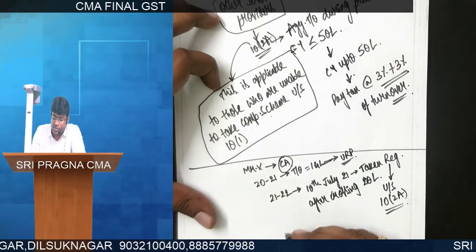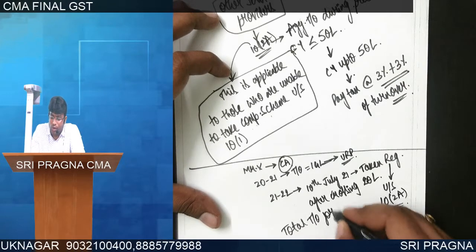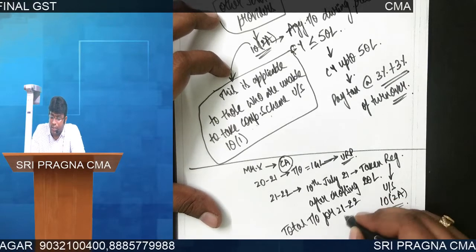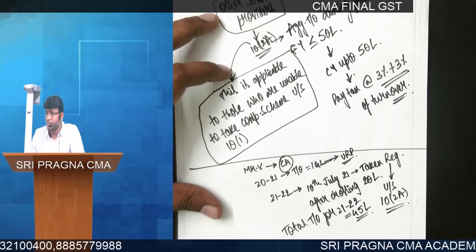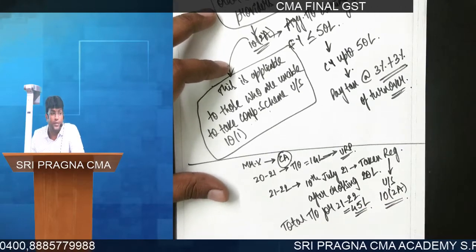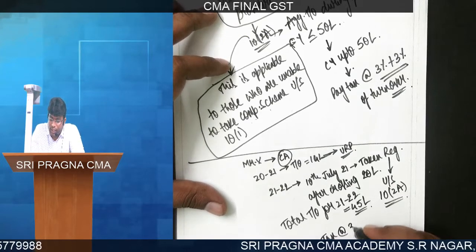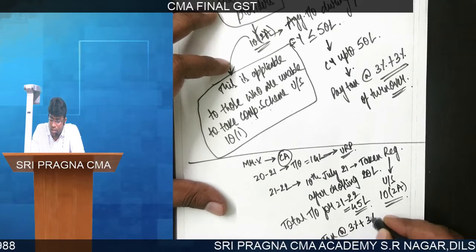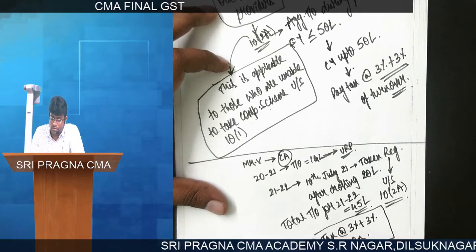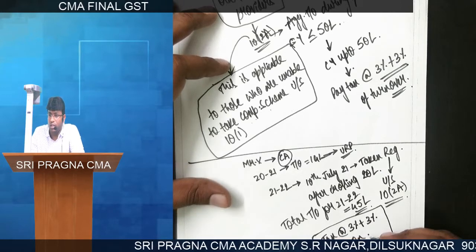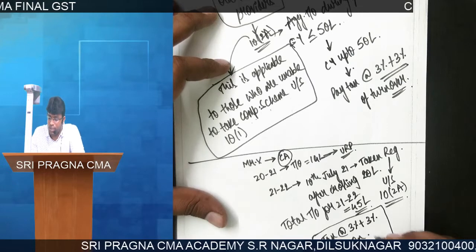And what has happened is, total turnover for 21-22 became 45 lakhs. So this question came in exam. How much figure? 45 lakhs. You will pay tax at the rate of what percent, and on what figure?